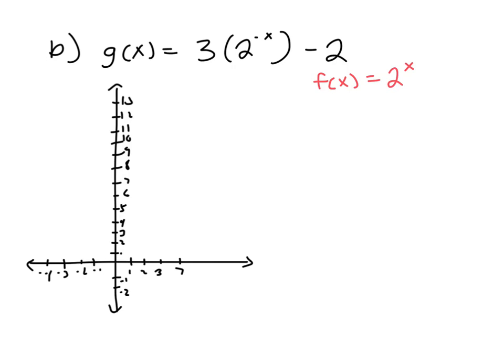So what is g of x with regards to f of x, I guess I should say. So g of x is, well, we have the 3 outside, and we're multiplying that by f of negative x, right? If you were to plug in negative x, you would get 2 to the negative x, which is what you see here. Okay, and then we need to subtract off 2.